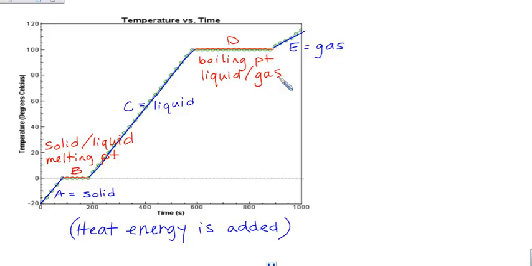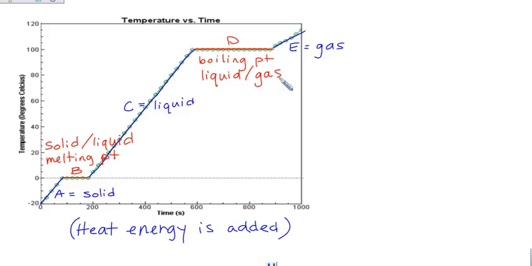Interesting, huh? We need to recognize what is happening at each section of this graph in terms of the arrangement and kinetic energy of the particles, what phase is present, and what's happening to the particles. There is constantly energy being added. It's just being used for a different purpose depending on if we are doing a phase change or if we are just increasing the kinetic energy.